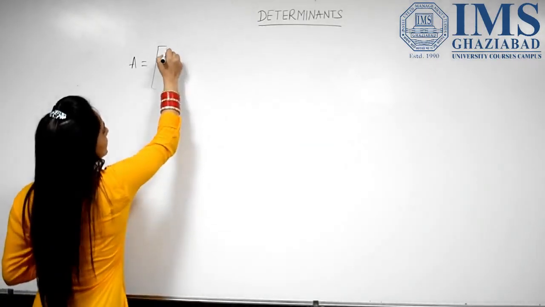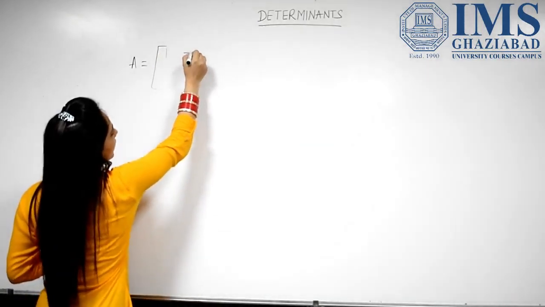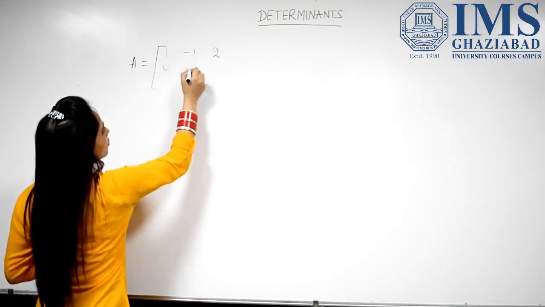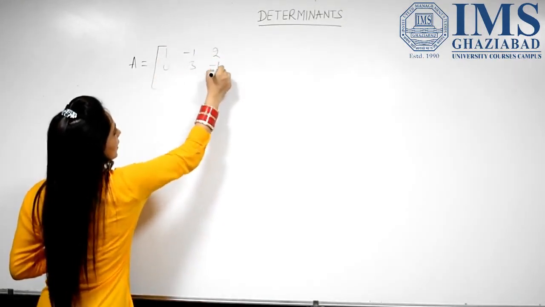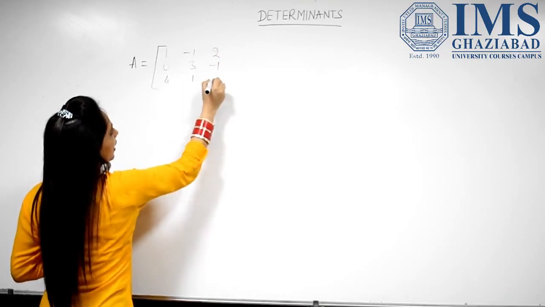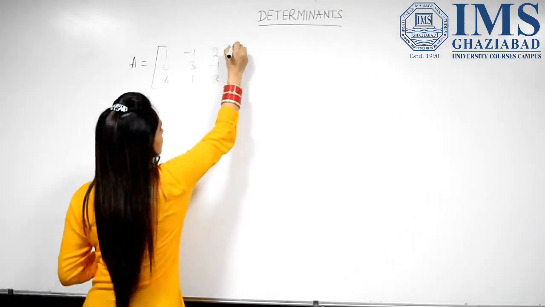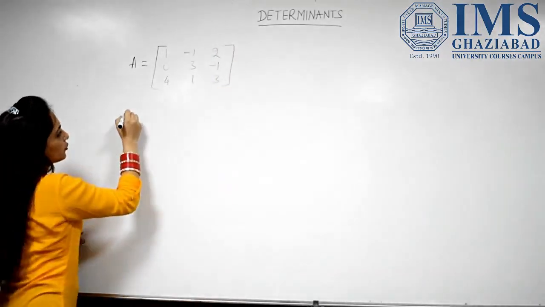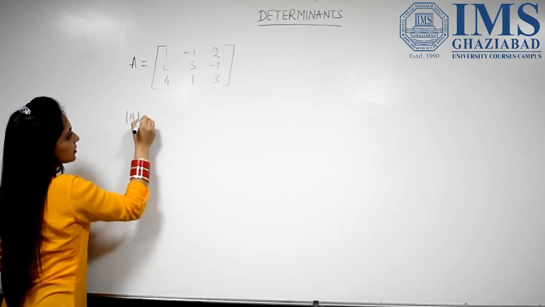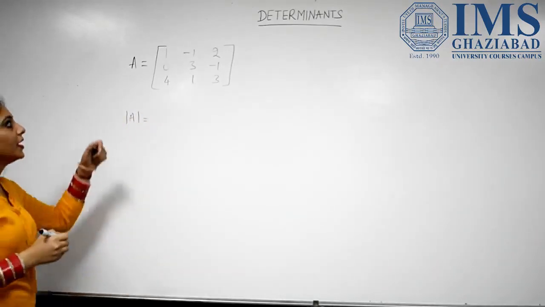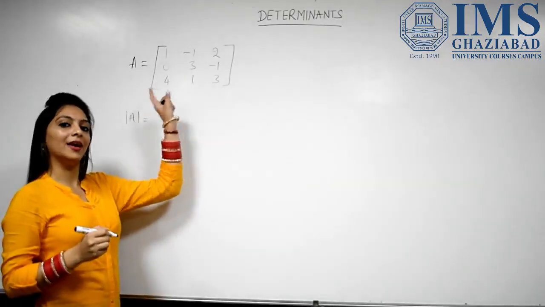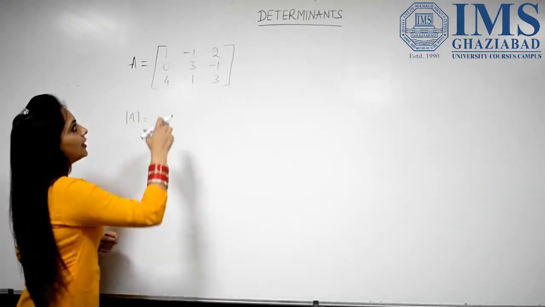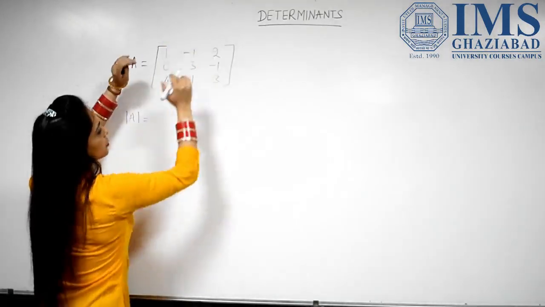Let us say some matrix is given to me, say 1, minus 1, 2, 0, 3, minus 1, 4, 1, 3. Now when I have to find the determinant of this matrix, just see what the procedure is. I can expand along any row or any column. Let us first take the first row.